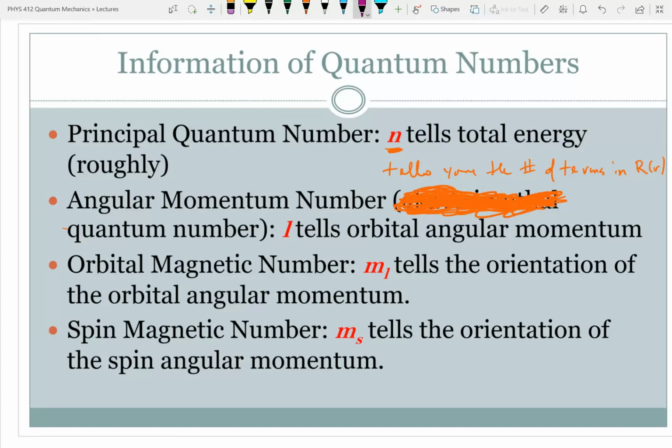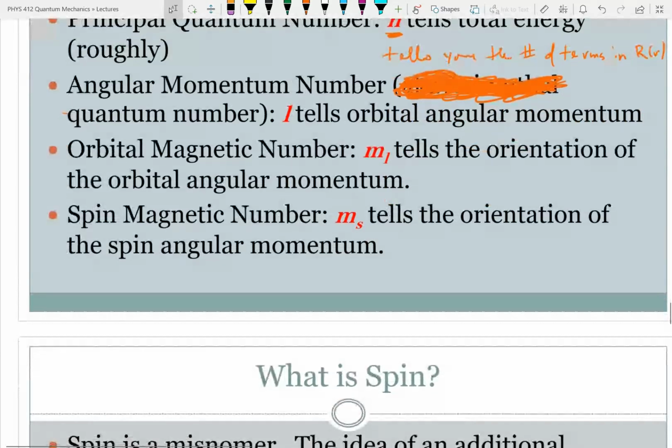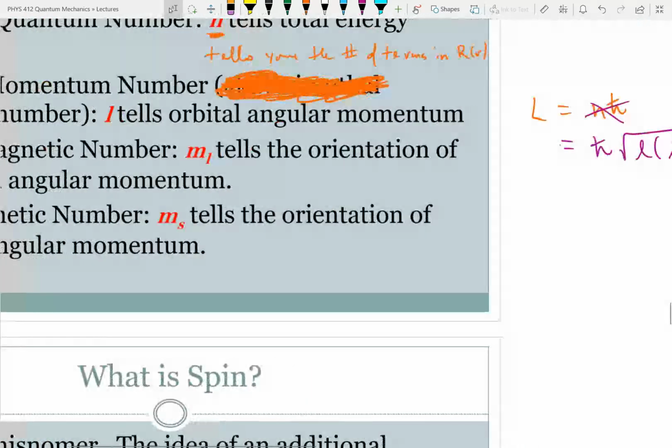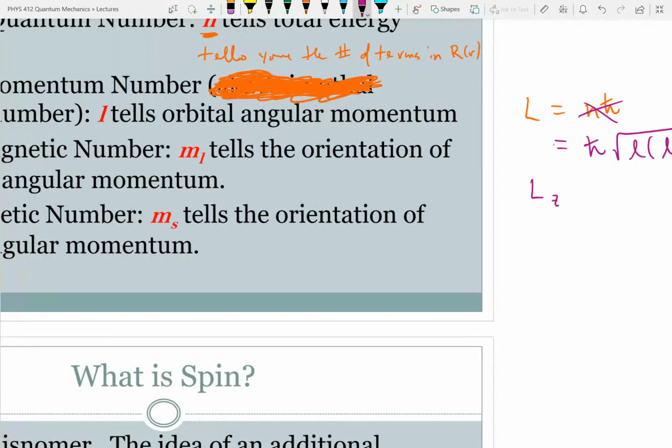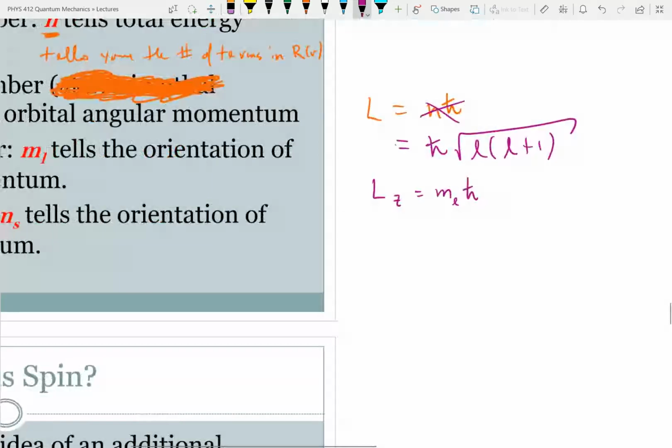m sub L is telling us about the azimuthal value. It tells us primarily the orientation of the angular momentum, because the angular momentum parallel to the external field is m sub L h bar. And then you get that really odd thing of, really? So it can't be aligned with an external magnetic field? No matter what direction I choose, it can't be aligned, and all the answer we have is yes, that's right.